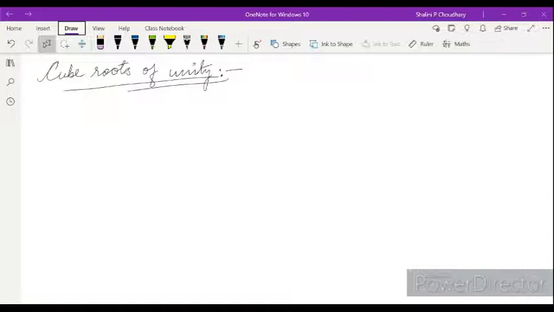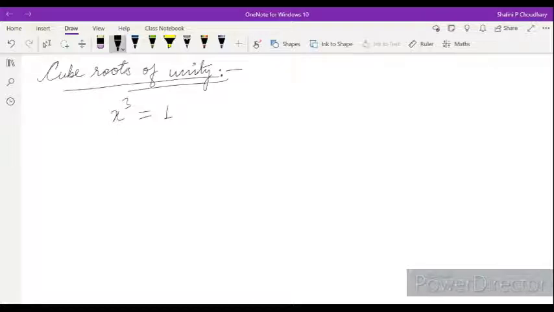We'll do the next topic, that is cube root of unity. So what is unity basically? Unity means 1. Number 1 is often called unity. And we have to find out the cube root of unity. It means if x cube is equal to 1, then what will be the value of x? That we have to find out.